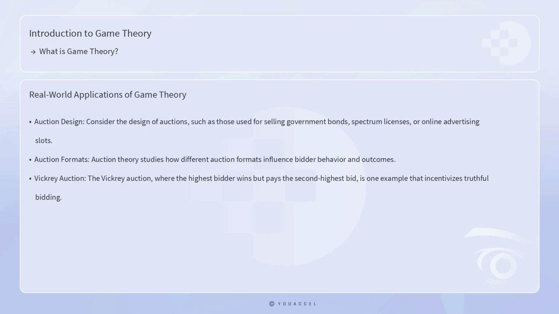Furthermore, real-world applications of game theory are abundant. Consider the design of auctions, such as those used for selling government bonds, spectrum licenses, or online advertising slots. Auction theory, a branch of game theory, studies how different auction formats influence bidder behavior and outcomes. The Vickrey auction, where the highest bidder wins but pays the second highest bid, is one example that incentivizes truthful bidding. Such mechanisms ensure efficient resource allocation and have been adopted in various industries.